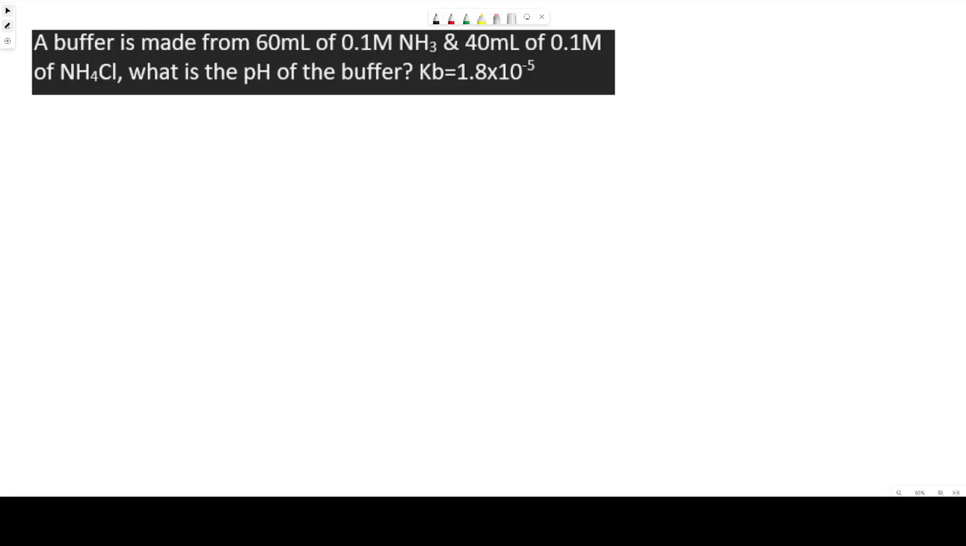Today I'll be working on a question of pH and buffers. So I have a question given to me. A buffer is made from 60 mL of ammonia and 40 mL of ammonium chloride. What is the pH of the buffer? And they've given me the Kb.